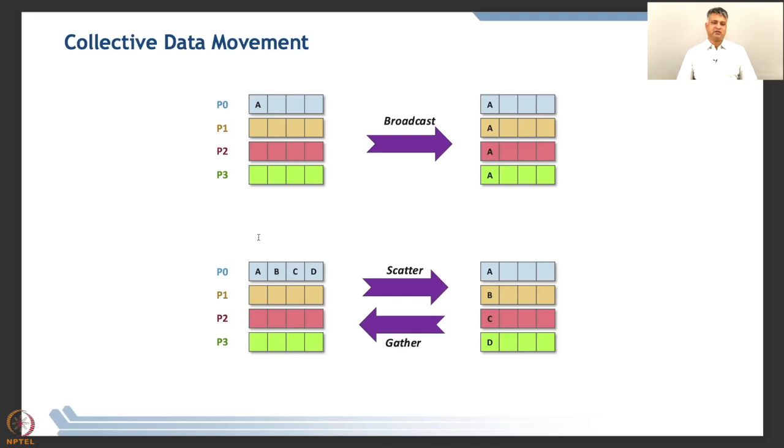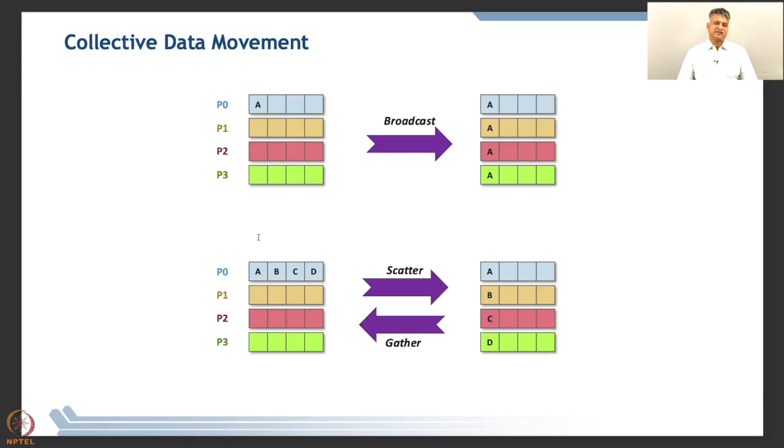Similarly, there are other collective communication patterns which you would like to have. One is typically a scatter sort of an arrangement. Let us again assume that there are 4 processes P0 to P3, and you have a vector which is 4 long, with 4 elements stored in that vector: A, B, C and D. Now you want to equally portion this vector amongst all the processes, i.e. you want to scatter this vector.